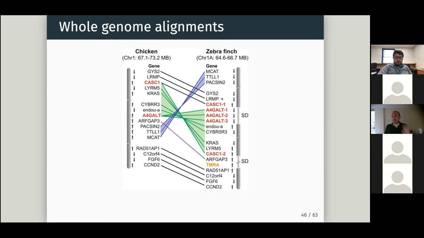Again, this could be an assembly error. This was published, so I hope it wasn't, but again, always double check your assemblies. There are many ways to assess the quality of an assembly.